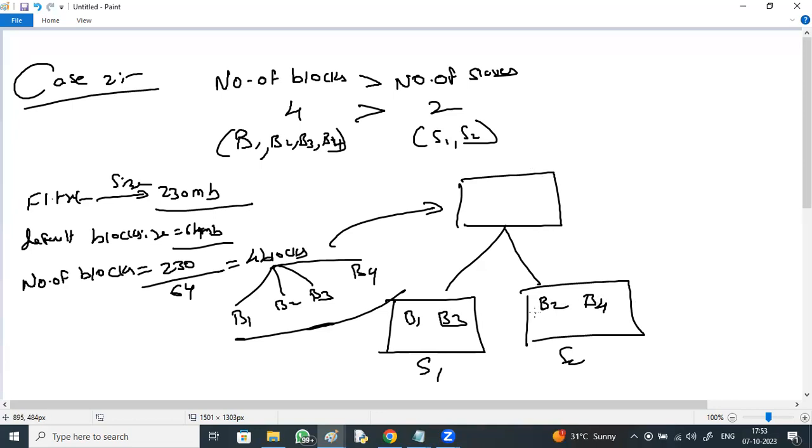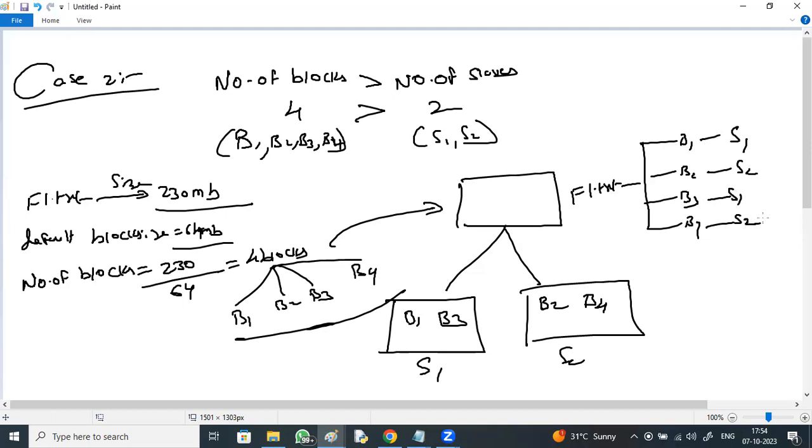B1, B2, B3, B4. F1.txt is divided into how many blocks? B1, B2, B3, B4. Where is B1 stored? In S1. B2 in S2, B3 in S1, B4 in S2. If the number of blocks is more and the number of slaves is less, the speed is lower.